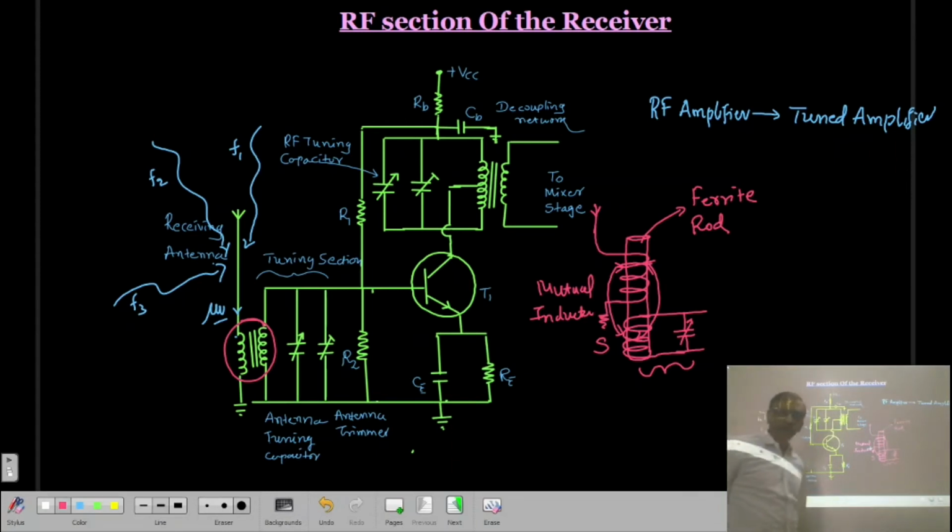Then, due to this mutual inductance, the current will be induced in this secondary. So, ultimately, the advantage here is there is an isolation between the primary and the secondary. So, if something happens with the antenna, then it will not damage your radio.